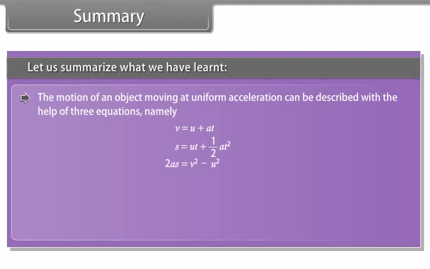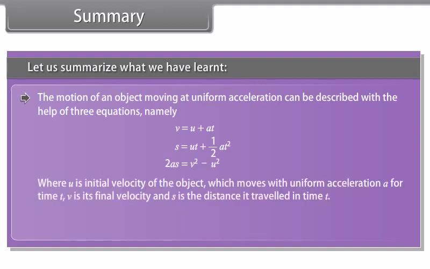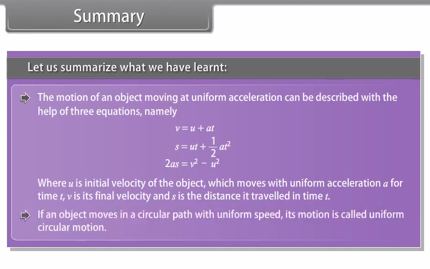The motion of an object moving at uniform acceleration can be described with the help of 3 equations, namely v is equal to u plus at, s is equal to ut plus 1/2 at square, 2as is equal to v square minus u square, where u is the initial velocity of the object, which moves with uniform acceleration a for time t, v is its final velocity, and s is the distance it travelled in time t. If an object moves in a circular path with uniform speed, its motion is called uniform circular motion.